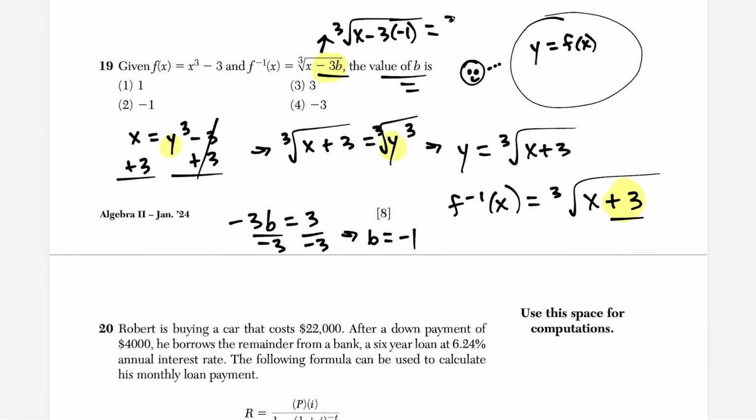And if I do negative 3 times negative 1, that's going to give us positive 3. And notice that I get the exact same inverse function here. So b equals negative 1, choice 2 is our solution.